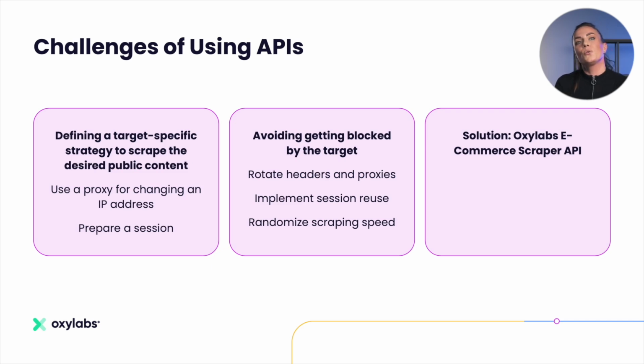Let's move on to a less pleasant topic, data gathering challenges. With anti-bot systems becoming more sophisticated, scraping websites and API endpoints is getting more complicated. First challenge is to define a target-specific strategy to scrape the desired public content.